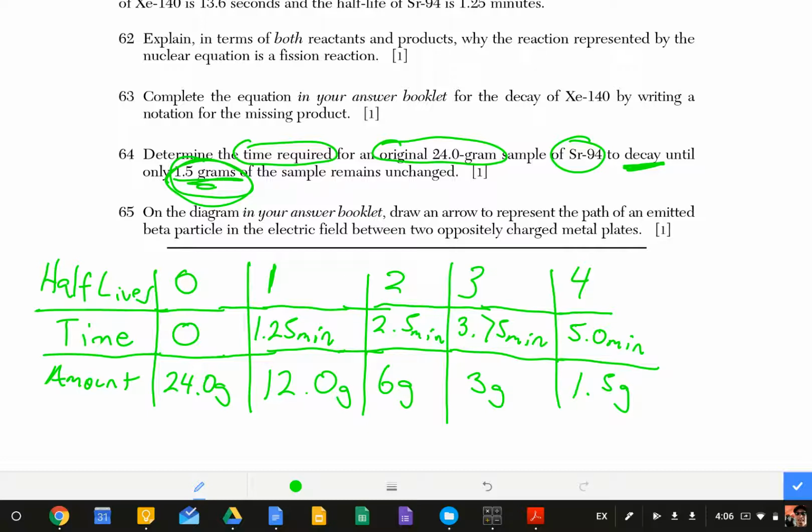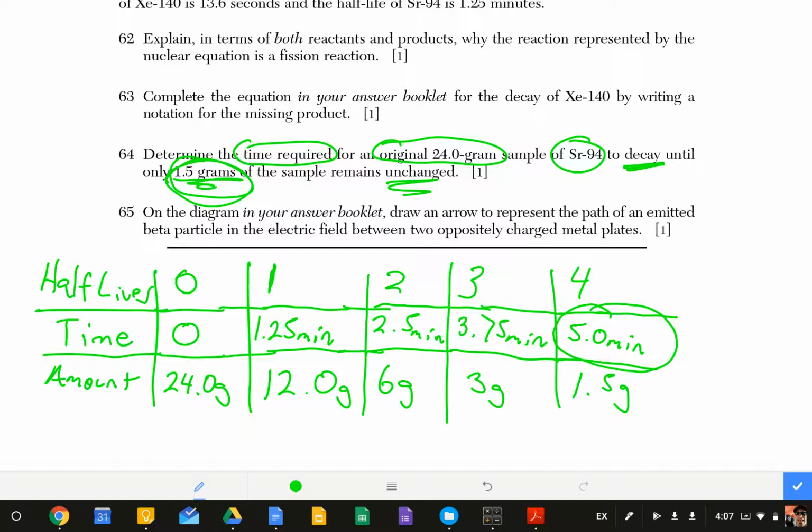So there we go. The amount of time that it took for the sample to decay to only 1.5 grams that are still unchanged or still radioactive is 5 minutes. Yay. That's it. And let's try to tackle that last one and wrap this up.